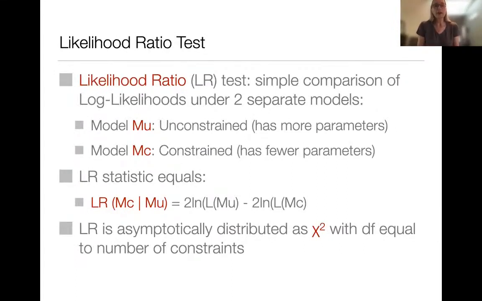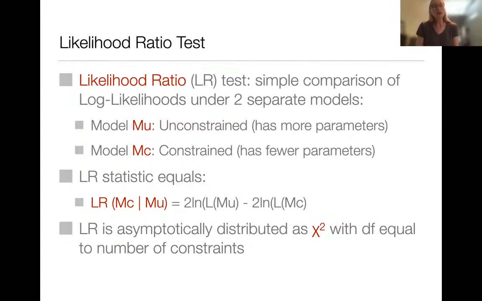After calculating a likelihood, we can also use this likelihood to compare it to the likelihood of a different model and construct what we call a likelihood ratio test, which is a simple comparison of the likelihoods under two separate models. And actually in practice, it typically is a comparison of the log likelihoods under two models because that has slightly better properties. So we typically have an unconstrained model, which we call here MU, that has more parameters than the constrained model, which has fewer parameters.